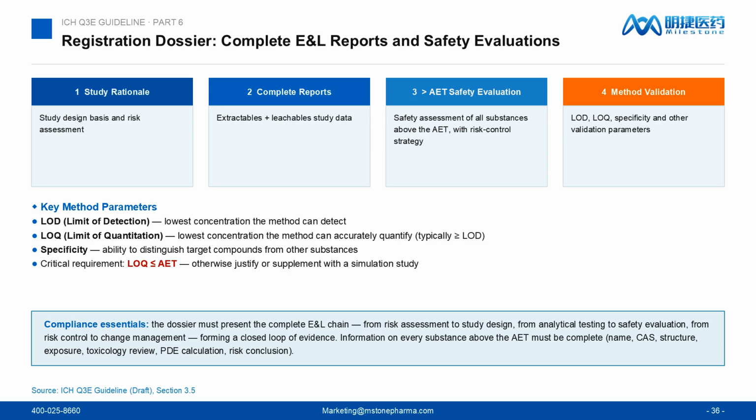Everything we've discussed eventually lands in one place, the registration dossier. Section 3.5 tells you what reviewers expect, and it comes in 4 blocks. Block 1, the rationale. Why did you design the study this way? What did the risk assessment conclude? This is the story that frames everything else.